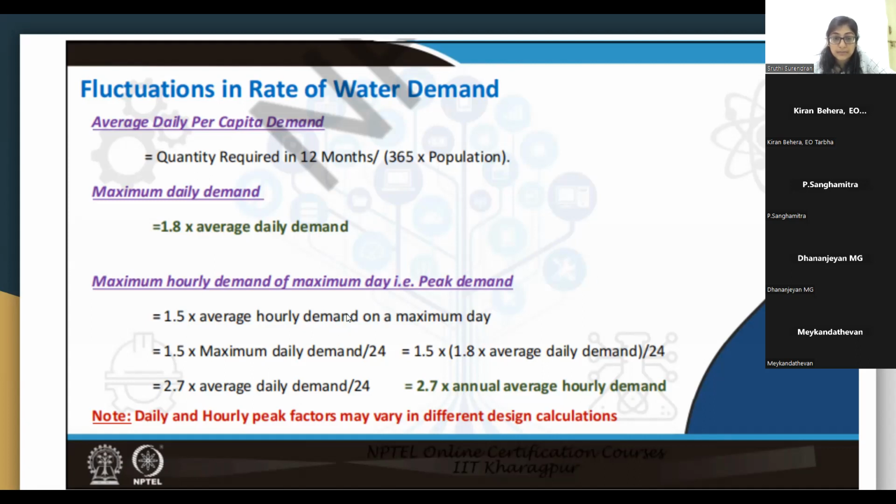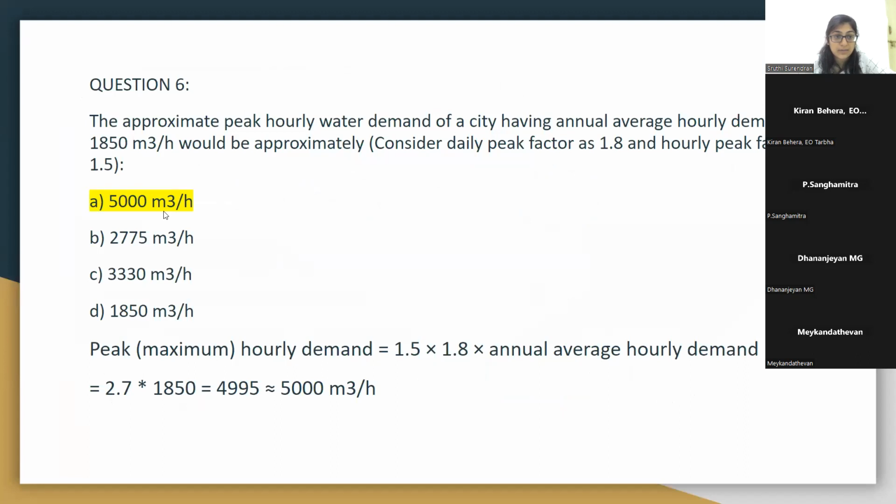So these are the general peak factors that are considered while doing this calculation. Sometimes they will ask you to assign certain values. Instead of 1.5, they will ask you to use 1.6 or 1.7. So you have to take care of what values they have provided. In case no values are provided, you can by default use 1.5 and 1.8. 1.5 for the average hourly demand and 1.8 for the maximum daily demand. So the answer here is 5,000 meter cube per hour.